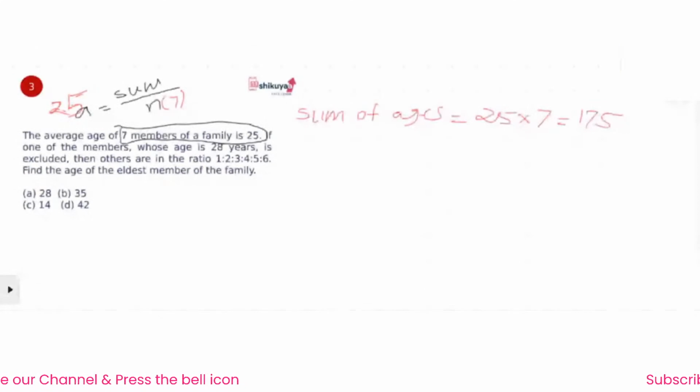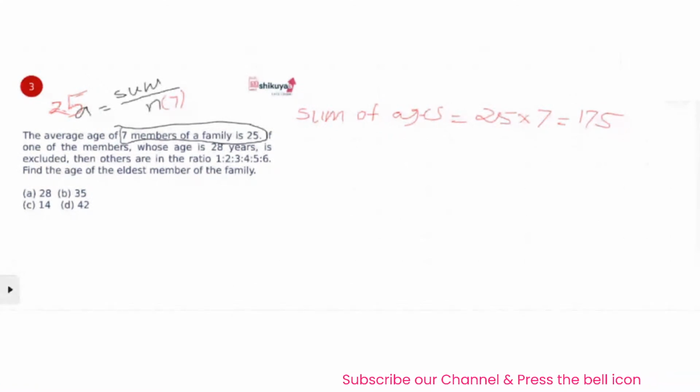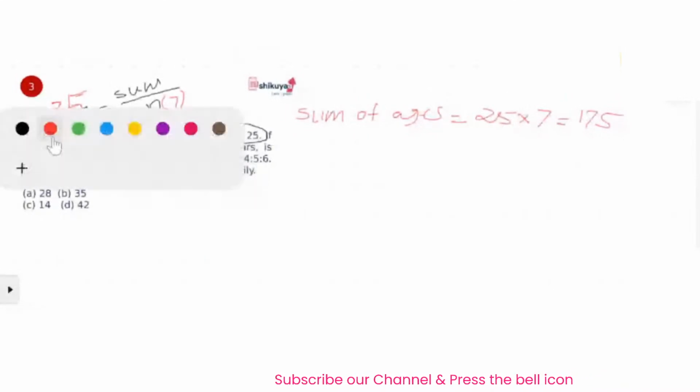Am I right? Everybody, am I right? Can you understand my point? The sum of ages is equal to 25 into 7, which is 175. So let's go ahead with the next statement which is given to us now.